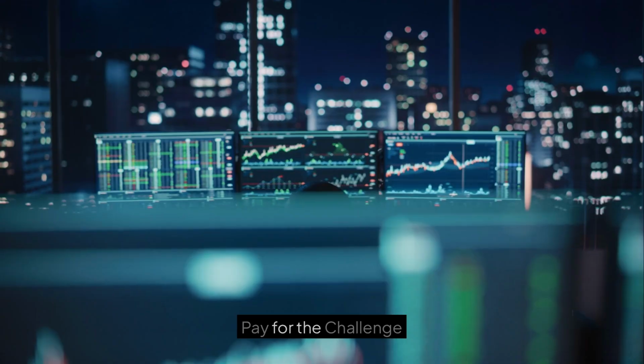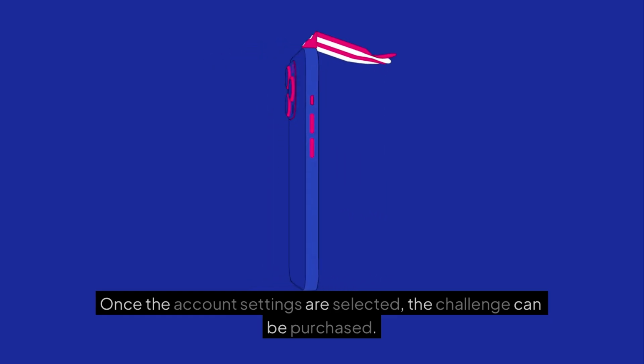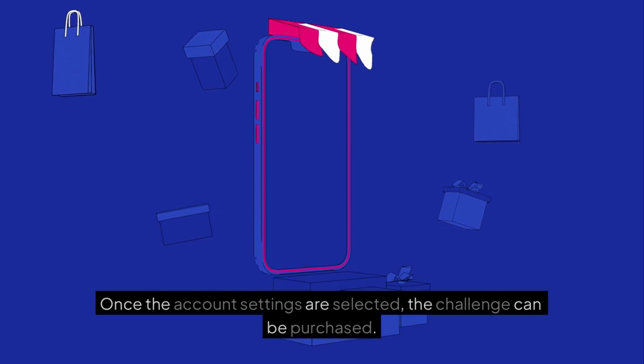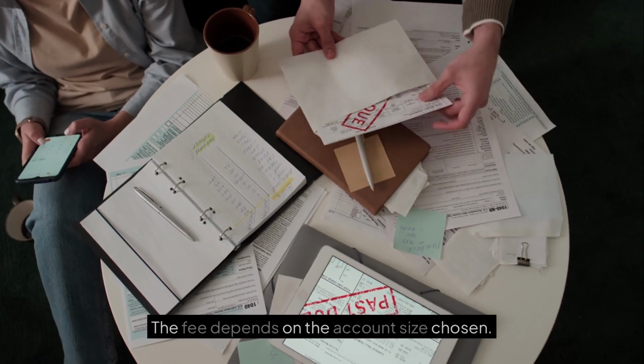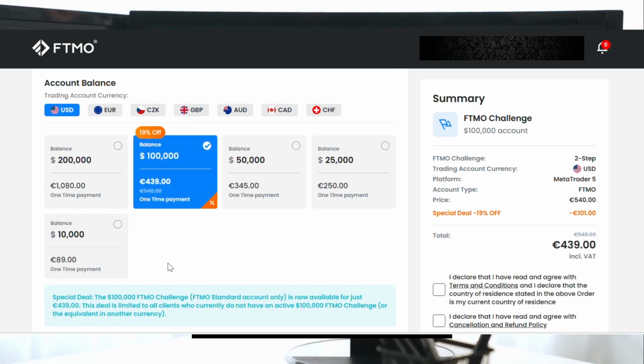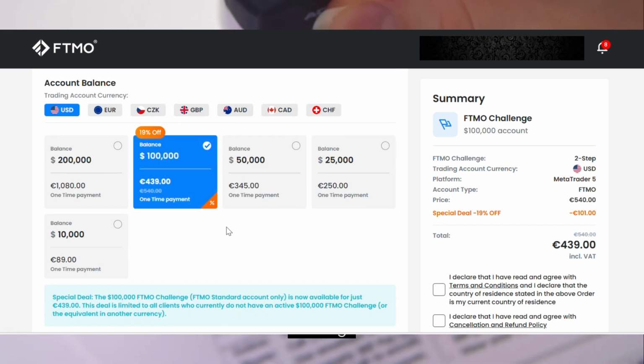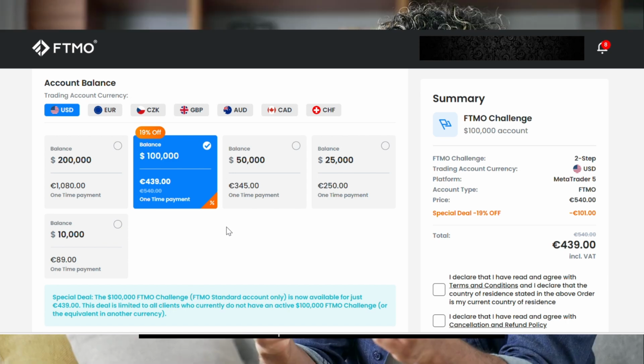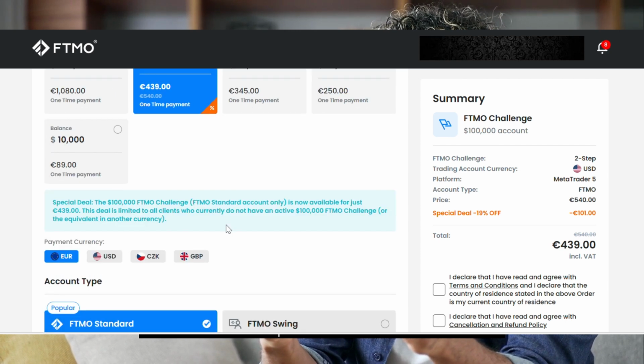Step 4. Pay for the challenge. Once the account settings are selected, the challenge can be purchased. The fee depends on the account size chosen. For example, smaller accounts have lower fees, larger accounts have higher fees. The payment is a one-time evaluation fee, not a deposit for trading. This fee covers the evaluation process that determines whether a trader qualifies for a funded account.